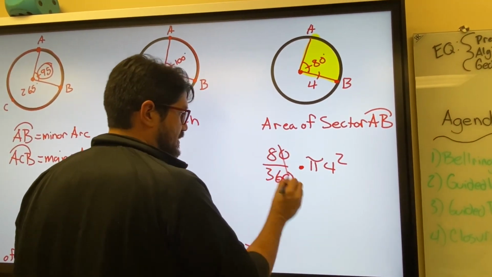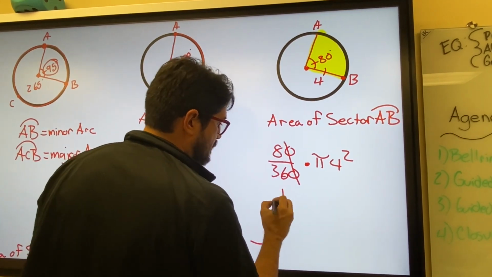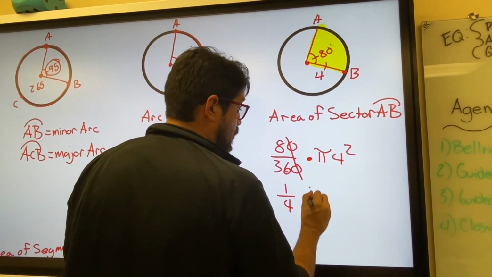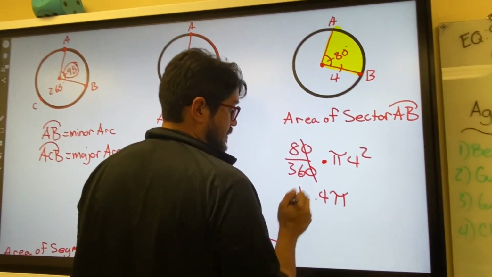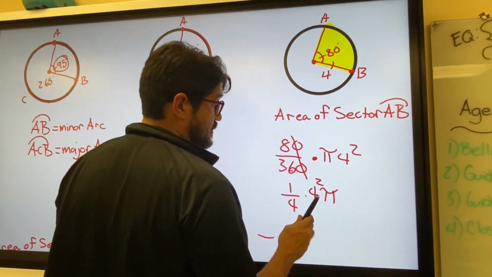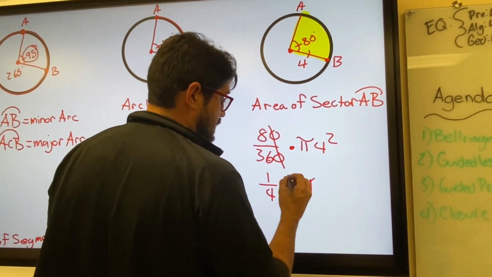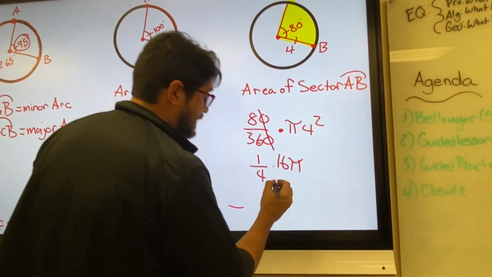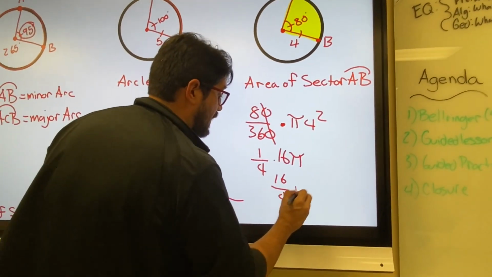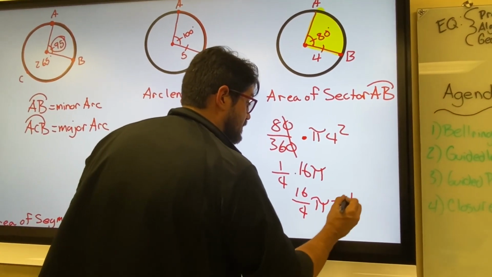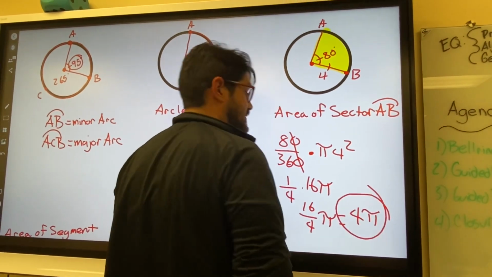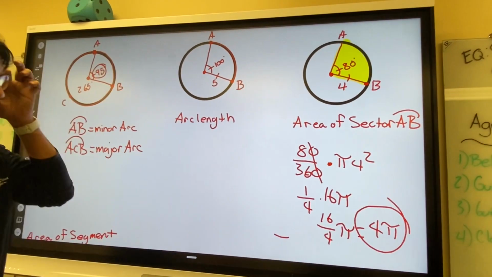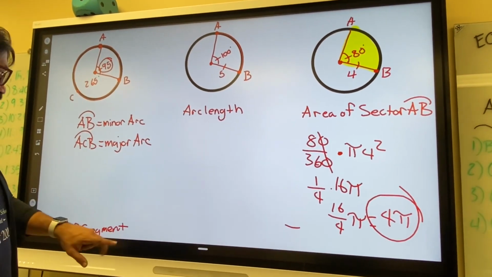I'm going to simplify this first. 8 over 36 is going to be 1/4, and it's going to be multiplied by 4 pi. So that's actually 4 squared, so that's going to be 16. So I should just write 16 here. So that's going to be 16 over 4 pi, which is the same thing as 4 pi as the area of that sector. All right, that came out actually beautifully.